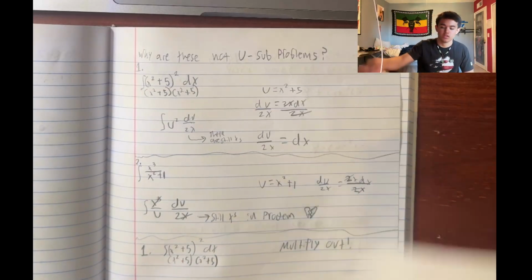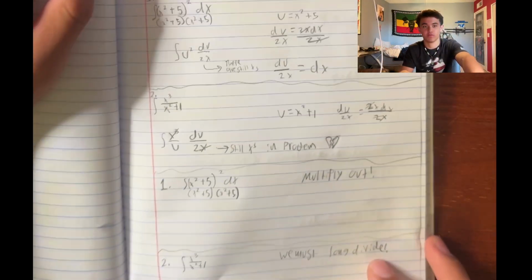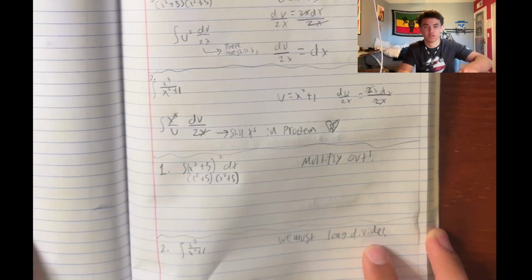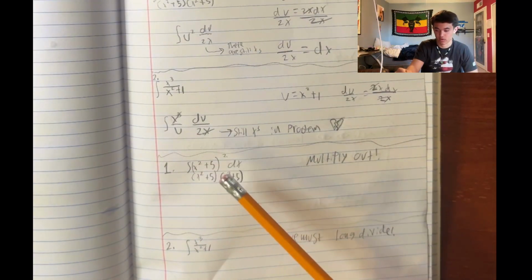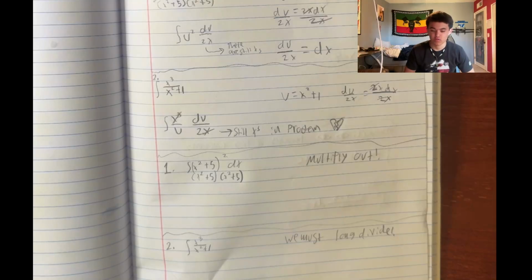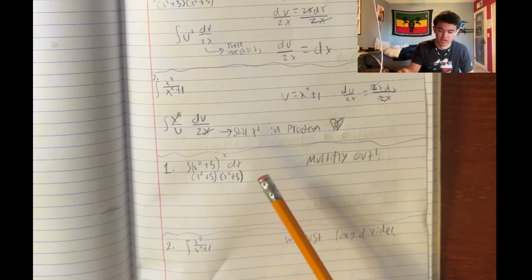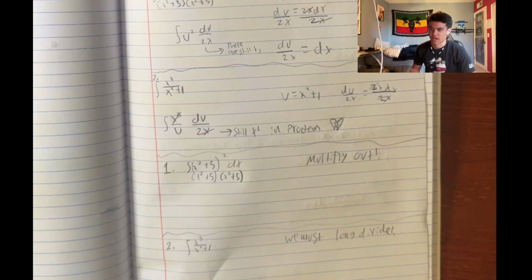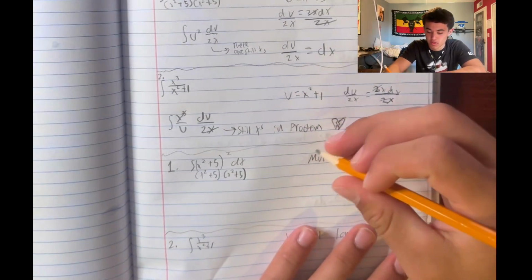So let's go back to number one. We've got x squared plus 5, squared. What you're going to want to do is see that this is basically equal to x squared plus 5 times x squared plus 5. And now you're just going to multiply it out.